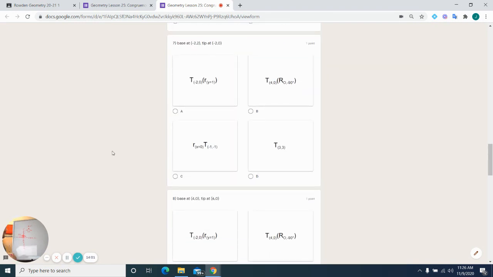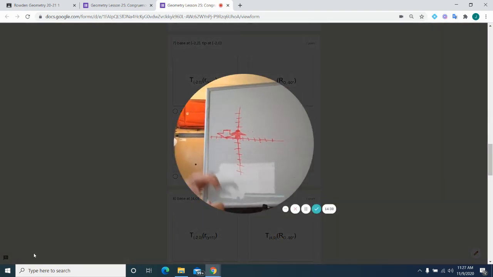Now we're going to have a base. I'm going to keep my original here for all of these. Now we're going to have a base at negative 2, 2. So negative 2, 1, 2. So here's where our base is going to be. And we're going to have a tip at negative 2, 0. So that will be right here. So now it's going to look like this. Okay, so the base is at negative 2, 2, and the tip is at negative 2, 0. You see that? Base is at negative 2, 2. The tip is at negative 2, 0.